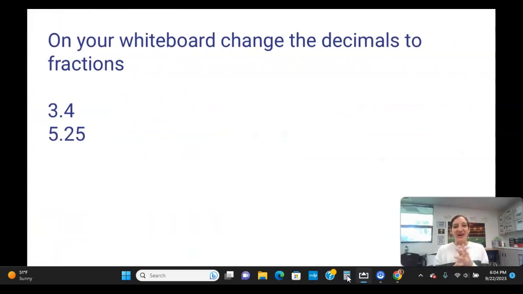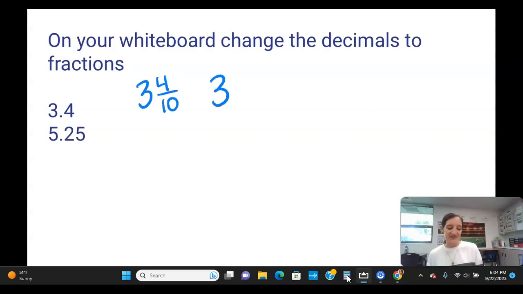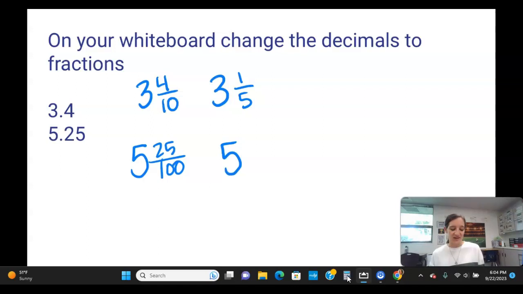All right, so I'm going to pause it again, and I want you to do these on your whiteboard to see if you have them correct. And then you can push play and see, right? So 3.4 can be simplified to 3 and 1/5. 5.25 can be simplified to 5 and 1/4.